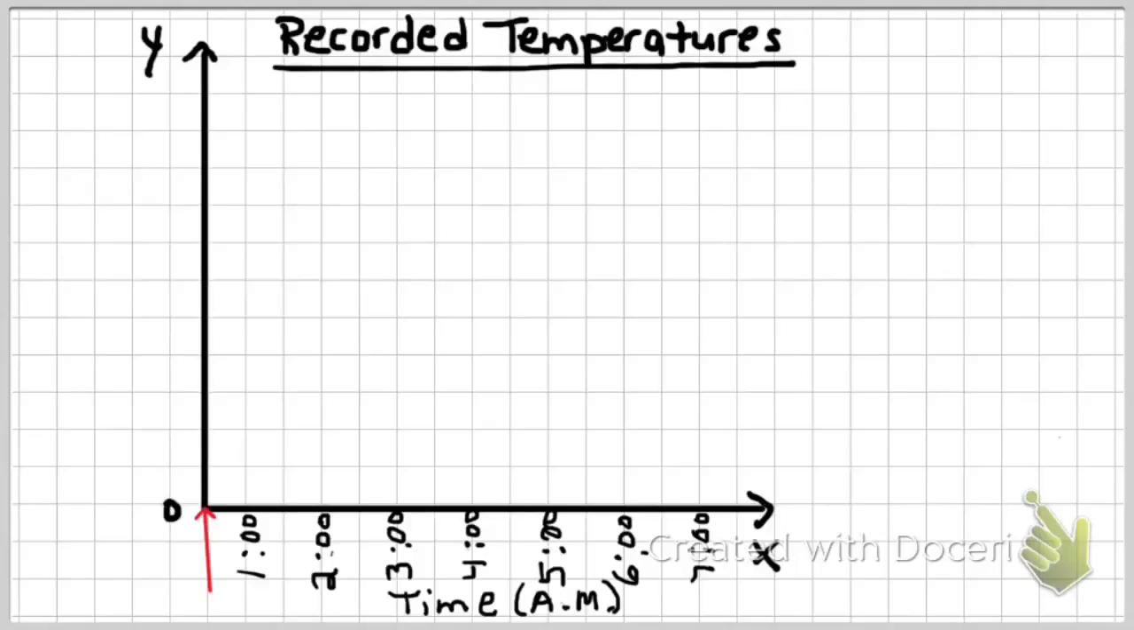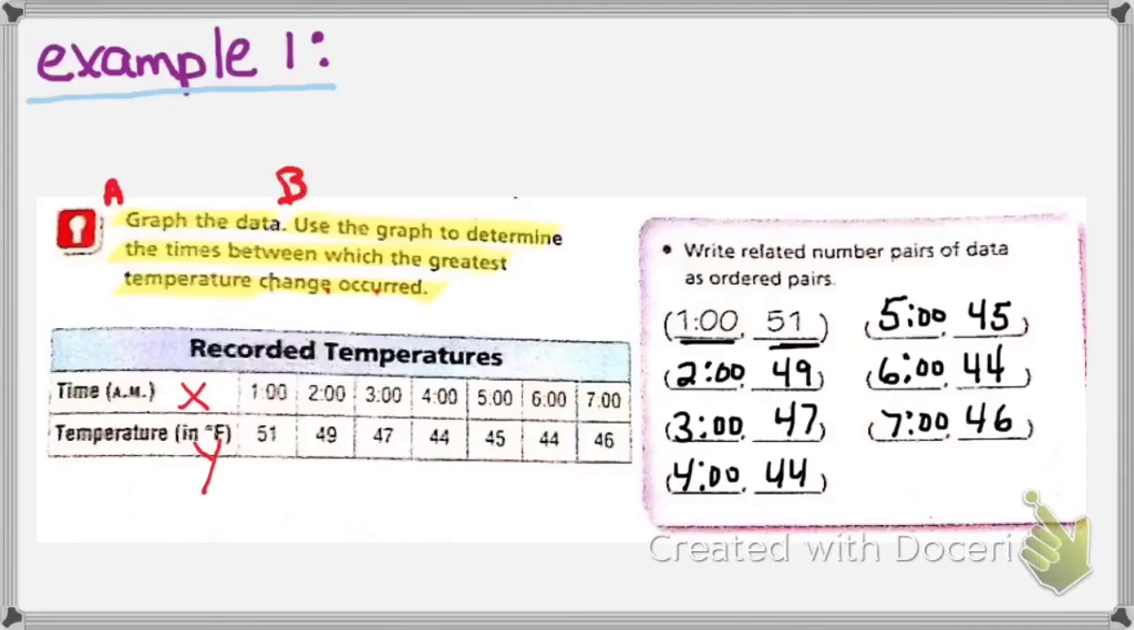Let's look back at the table to see what I need for that. Okay, so when I look back at the table, I see that my y-axis, again, which I did label when I first looked at it, is temperature in degrees Fahrenheit. That will be my y-axis title. And I see all of the numbers, 51, 49, 47, 44, 45, 44, 46.